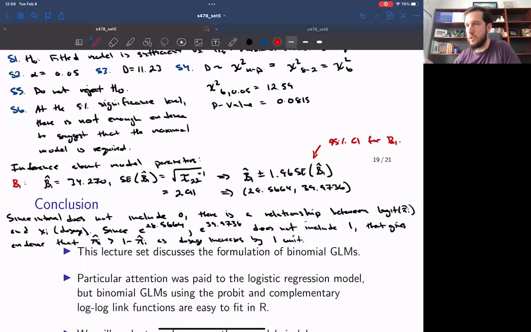But in this situation, it's very clear that 1 is nowhere close to being inside this interval. Like, we're talking about 2 values that are on the scale of e to the 17 or something like this. But had it included 1, then we would have evidence to suggest that the probability of success is the same as the probability of failure as we increase by 1 full unit.